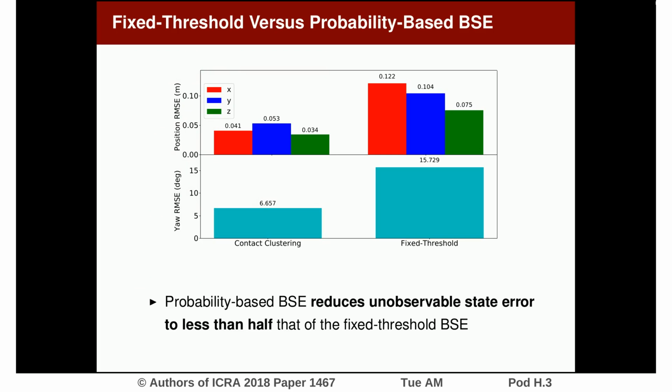So then we can use this contact estimation to tell us when to use different estimation measurements in our base state estimator. And we see that actually if you use the probability in the base state estimation, you can reduce the state error in position and yaw considerably, versus if you used a fixed threshold.